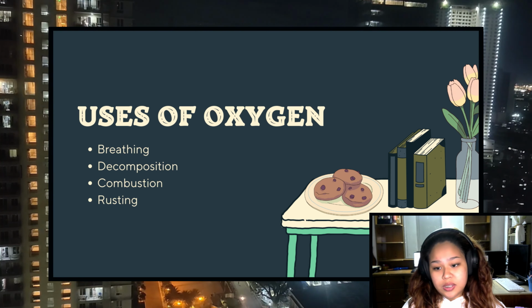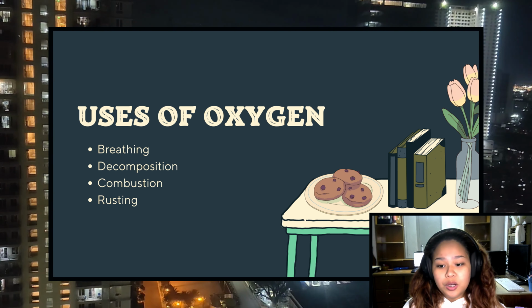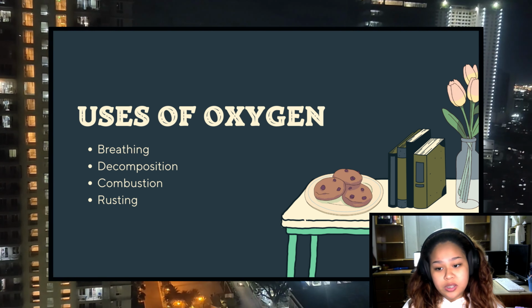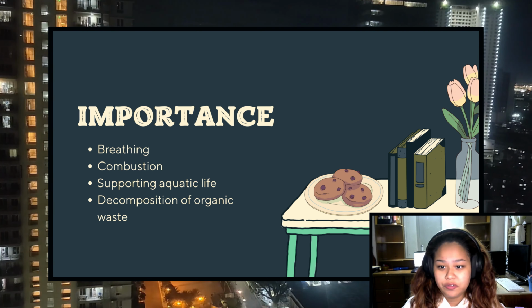The four main processes using atmospheric oxygen are breathing by living organisms, decomposition of dead organisms, combustion of organic materials, and rusting of metals. These processes consume and release oxygen, balancing the amount in the atmosphere. Oxygen is essential for life and is involved in breathing, combustion, supporting aquatic life, and decomposition of organic waste.